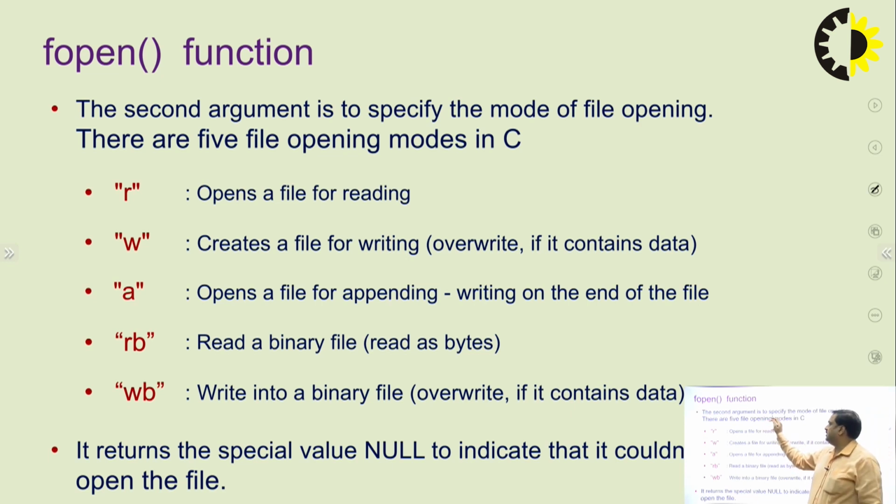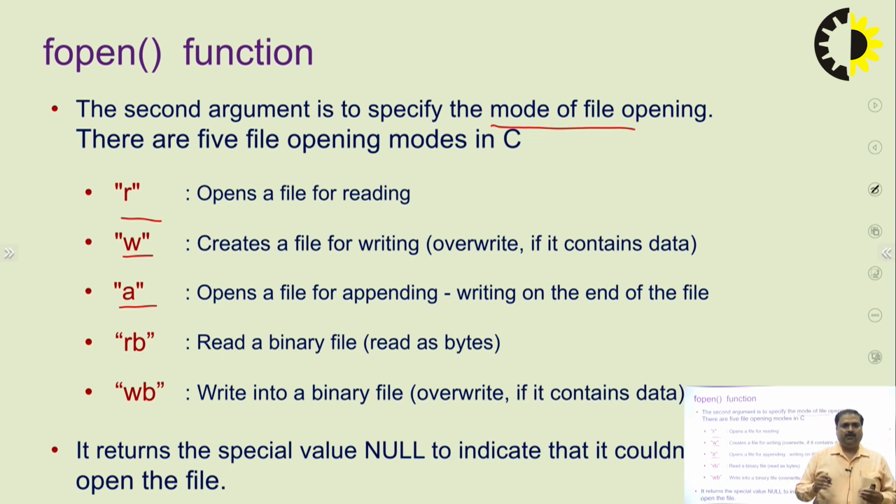Now the second argument is the mode of file opening. In this argument, we pass a string which will tell the compiler in which mode the file is to be opened. Like if we pass R, the file will be opened for reading. If we pass W, W refers to write, so we are going to open a file for writing onto that file. A is for appending. Appending means we are going to add some content into that file.